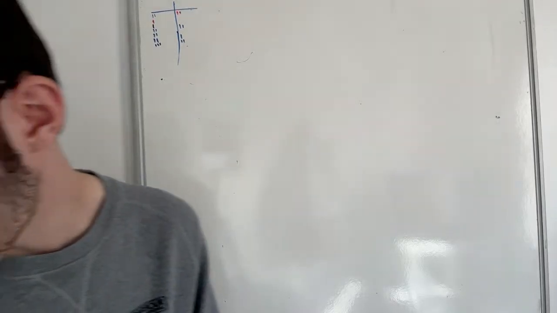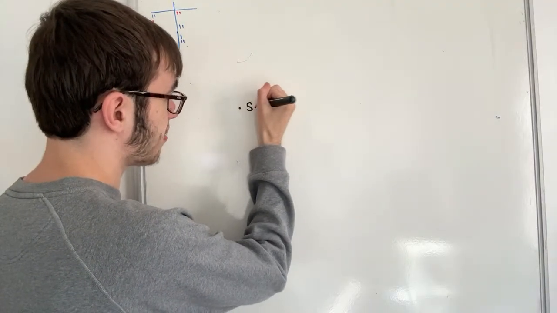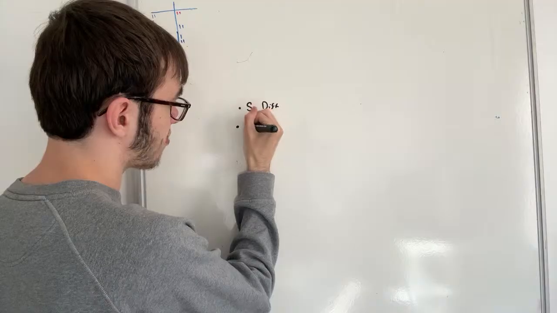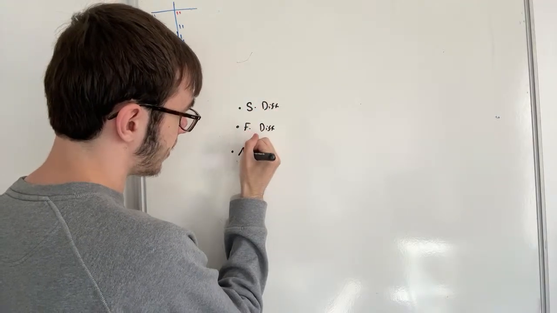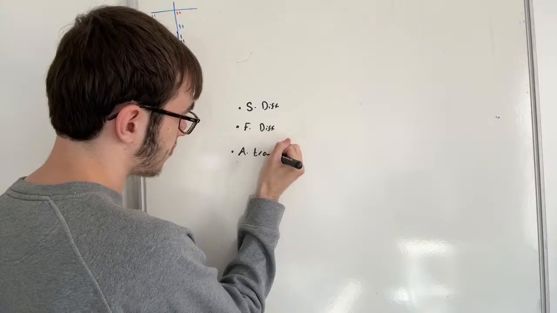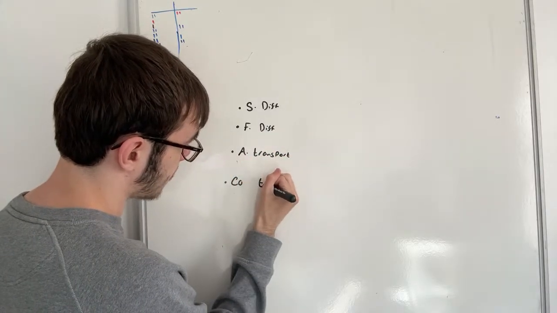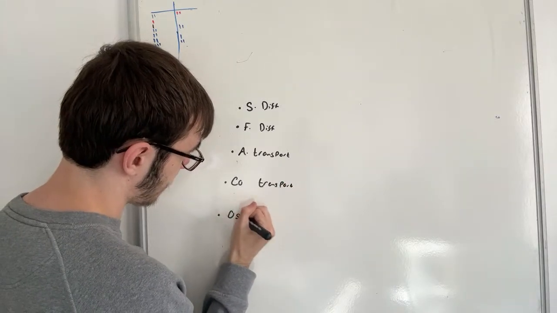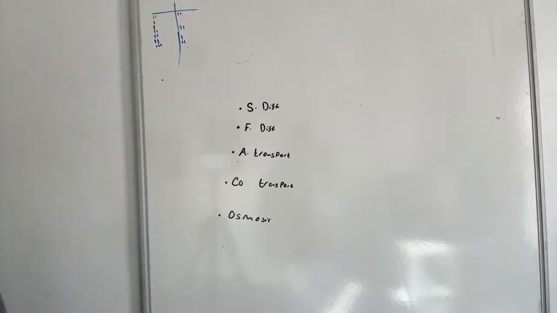Name and describe 5 ways substances can move across the cell surface membrane into a cell. Okay, number 1, simple diffusion. Number 2, facilitated diffusion. Number 3, active transport. Number 4, co-transport. Number 5, osmosis. Just rattle them off. Easy as.